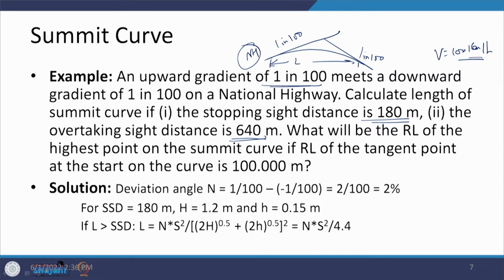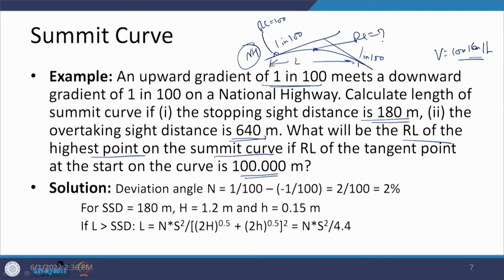Now, it is asking first of all for the length. The other thing it is asking is what is the RL of the highest point on the summit curve if the RL of the tangent point at the start of the curve is 100 meters. So, it says that at this point the RL is 100 meters. Now, we have to find out the RL of the highest point which is here. So, what is the RL here? These are the requirements.